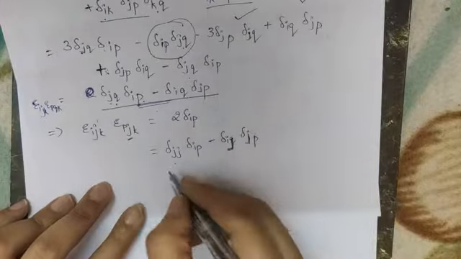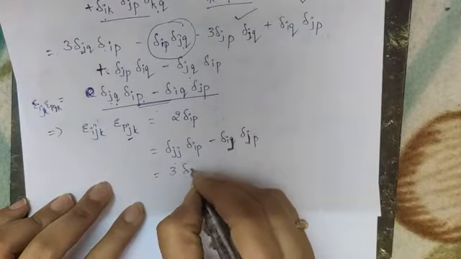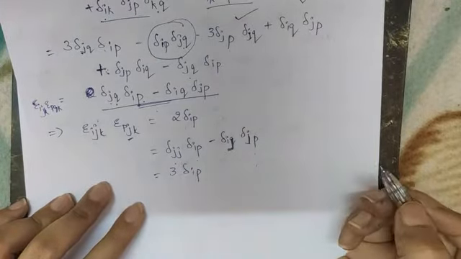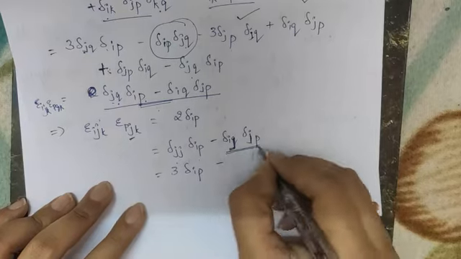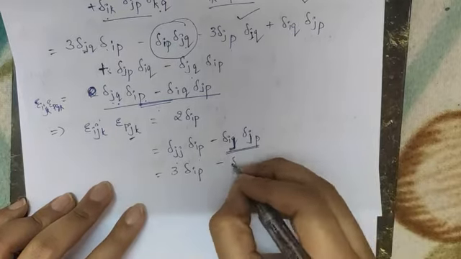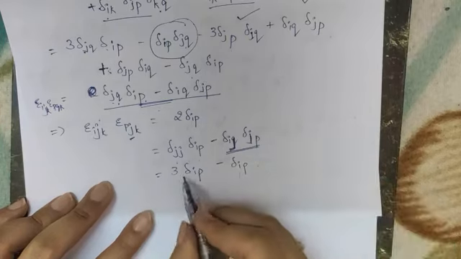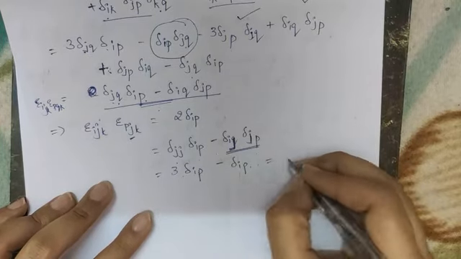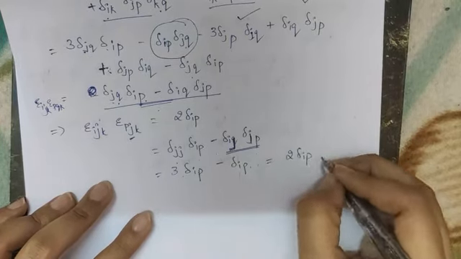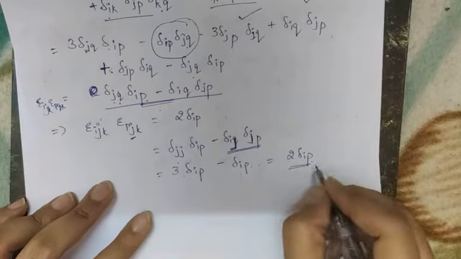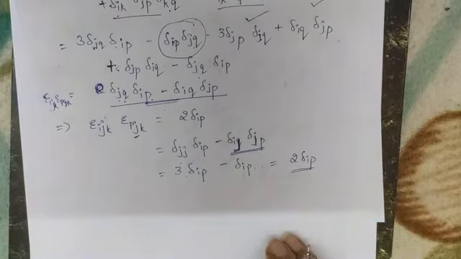So now the delta jj value is 3, and you will retain this delta ip as it is. Use the substitution property here, and you will get this as delta ip. So 3 delta ip minus delta ip is 2 delta ip. Right?